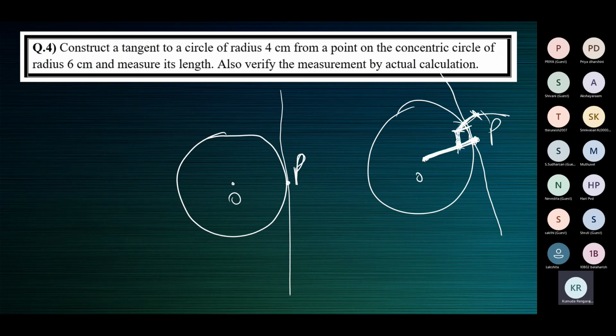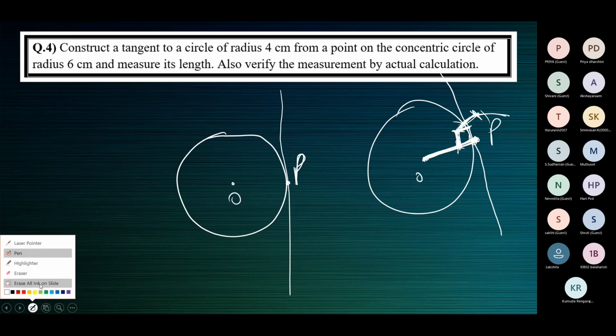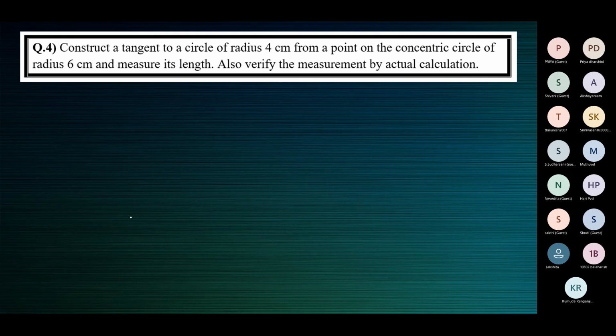Simply construct 90 here, children. That's all. And you can get the tangent. Now this point, they have simply given a concentric circle and all that. So there is nothing to do with the concentric circle.